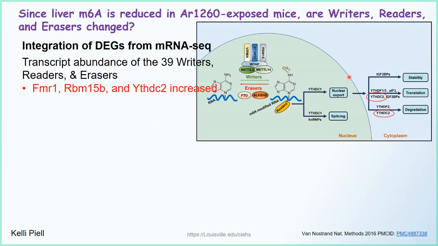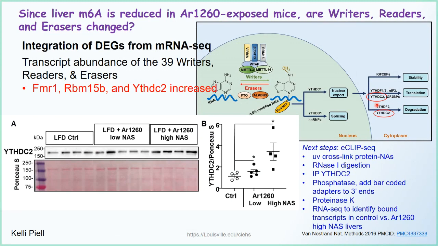So we could integrate the differentially expressed genes from the mRNA-seq and look at the transcript abundance of the 39 readers, writers, and erasers. And we found that three readers, FMR1, RBM15, and YTHDC2, are increased. And we focused in on this YTHDC2 and looked at its protein abundance. And what we can see is that YTHDC2's abundance is increased in the Aroclor 1260 exposed animals with high NAS scores versus low-fat diet with low NAS scores versus the control. So in fact, there's an increase in the low NAS score, but an even higher increase in the high NAS scores.